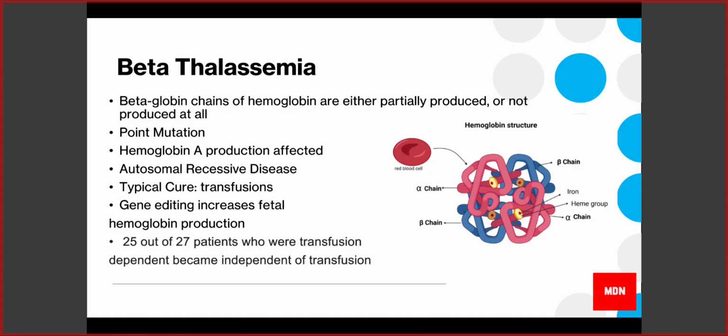And that editing process aims to increase the production of fetal hemoglobin, compensating for the defective adult hemoglobin. These therapies offer the possibility of a one-time curative treatment, reducing or eliminating the need for lifelong transfusions and associated complications. So the statistics for this were that 25 out of 27 patients who initially needed transfusion because of this disease then became independent of transfusion.